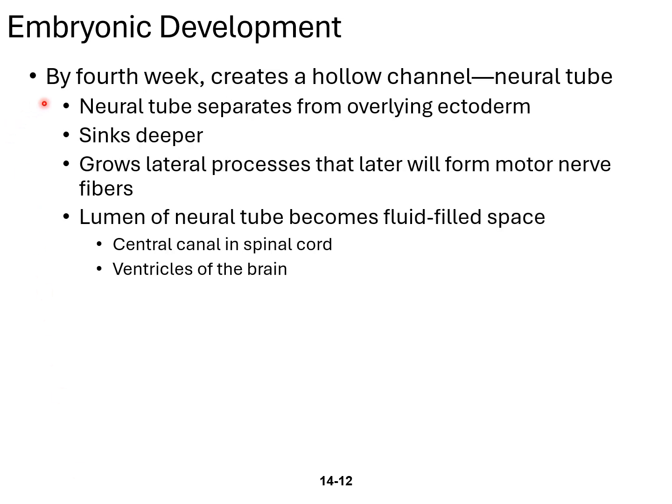By the 4th week, you now have a hollow channel. This channel is called the neural tube. The neural tube separates from the overlying ectoderm. It's going to go deeper. It grows lateral processes that will later form motor nerve fibers. The lumen of the tube becomes a fluid-filled space: the central canal in the spinal cord and the ventricles of the brain, which are going to contain that fluid. Notice none of this is in red.